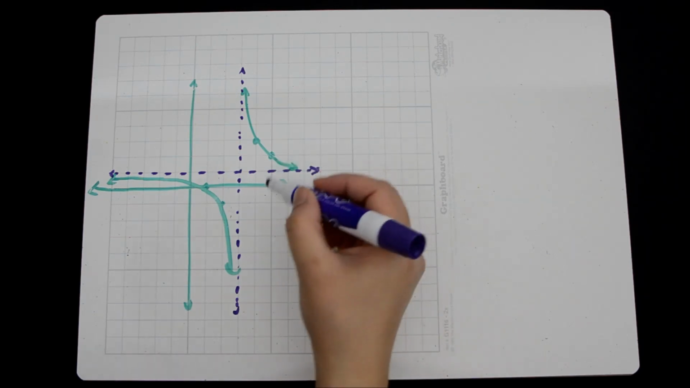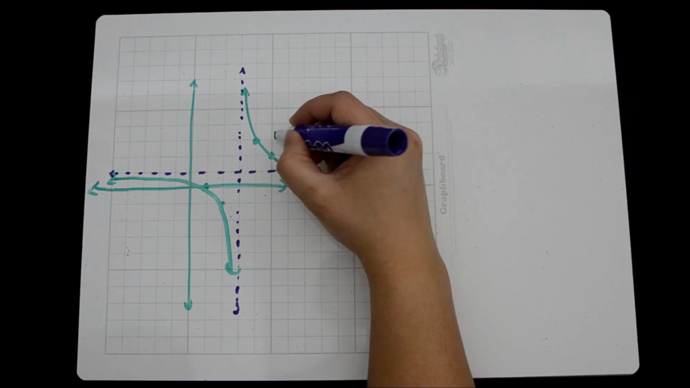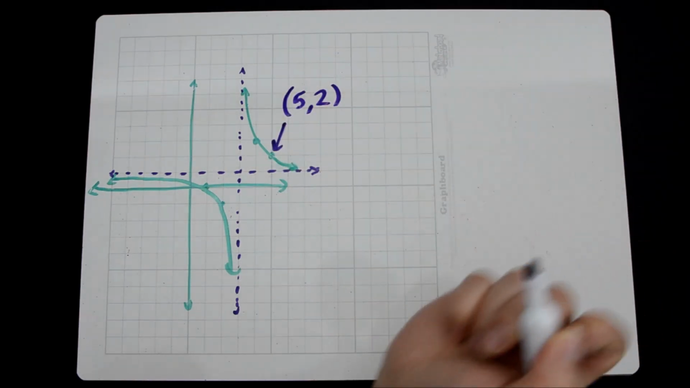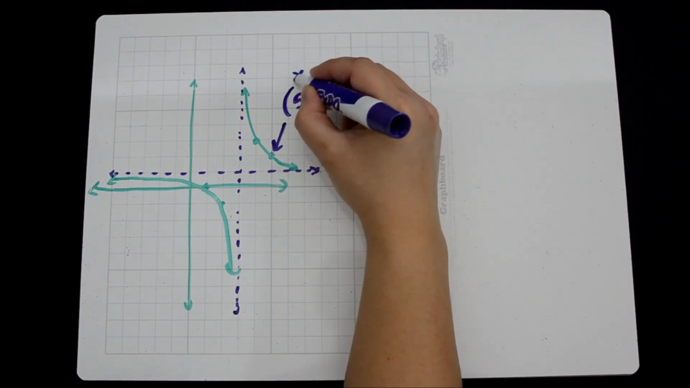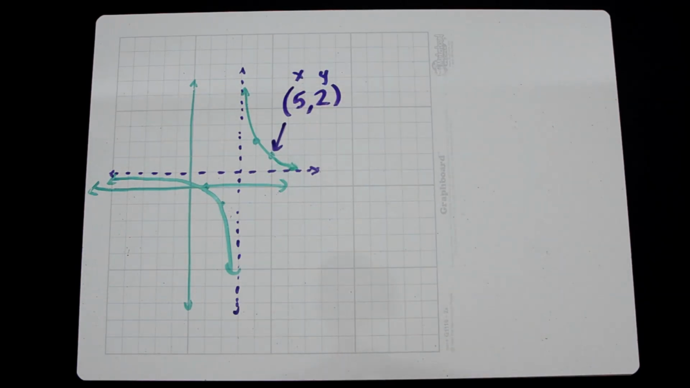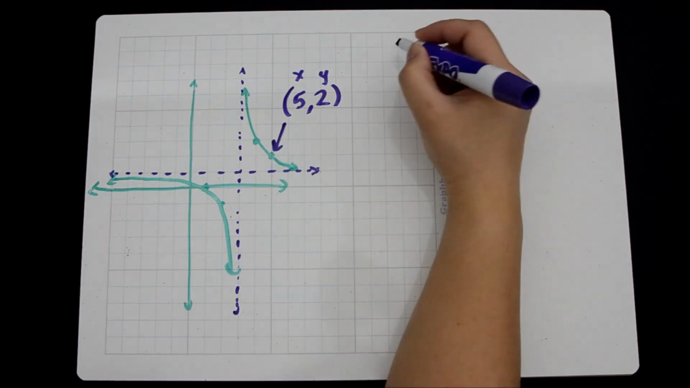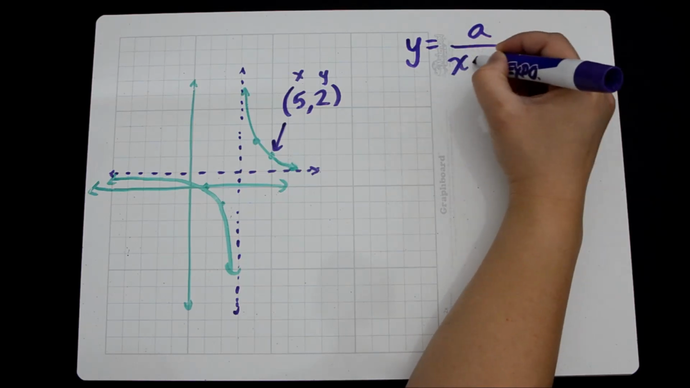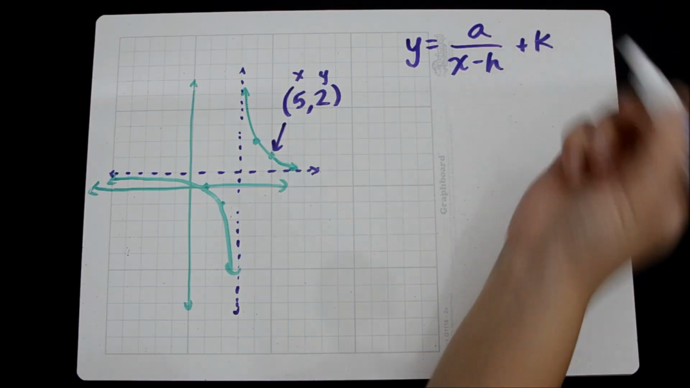So we're also going to have to identify a point. Let's go ahead and use this point here. It looks like that's the point 5, 2. And that's going to be our temporary x and y value. So let's remember that our transformation function is y equals a over x minus h plus k.